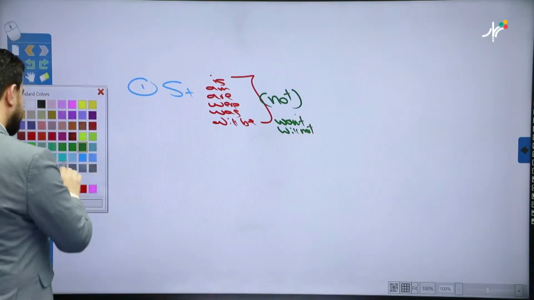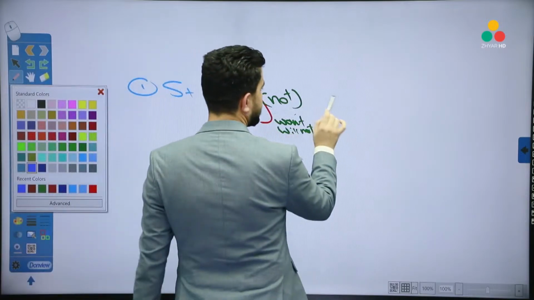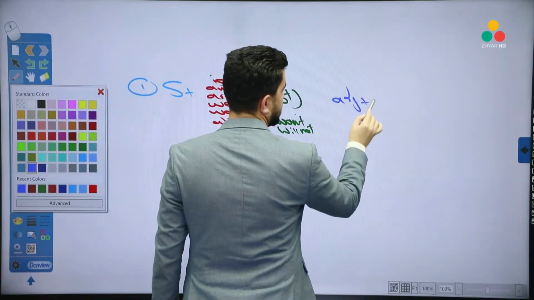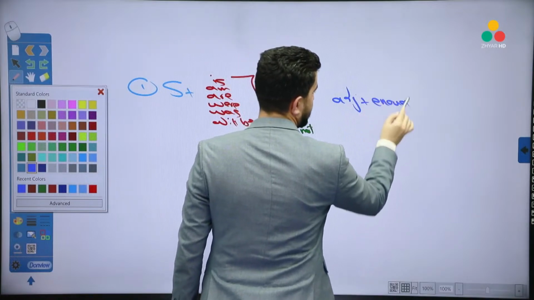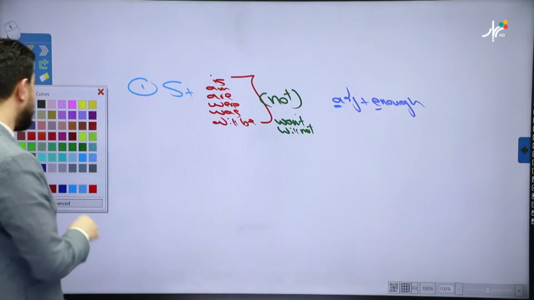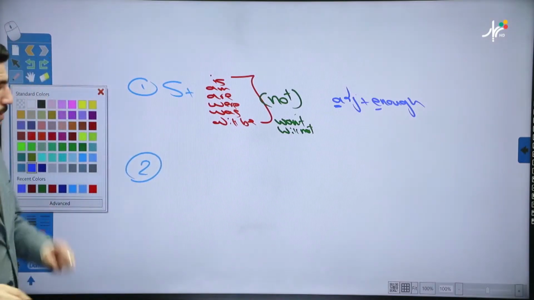Okay? All right. So we said we use it with an adjective. So we say adjective plus enough. Why? Use alphabetical order. A comes before E. Okay? Rule number two for enough.